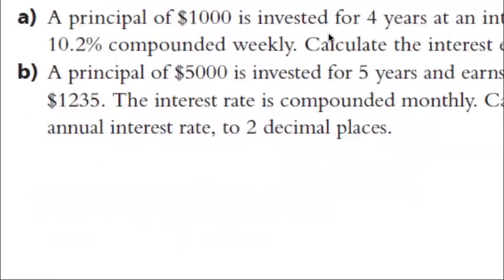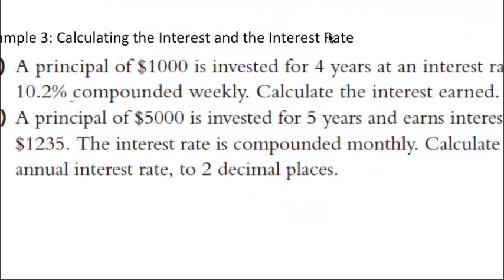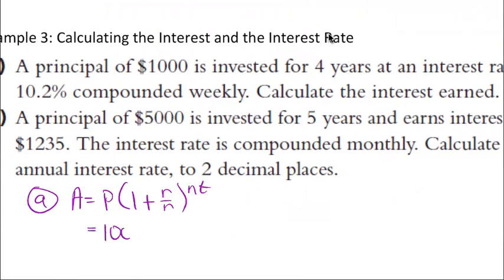We know our formula for compound interest, and I have to use compound interest because it says compounded weekly. If it says the word compounded, you're not going to be able to use simple interest. So A is equal to P times bracket 1 plus R over N, to the power of N times T. My principal is $1,000. 1 plus my interest rate, 10.2, so 0.102 over compounded weekly, 52 weeks in a year, raised to the power of 52 times 4 years.